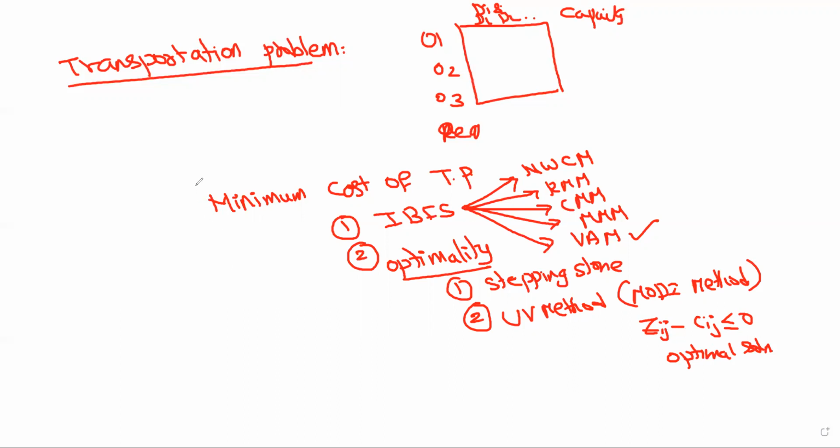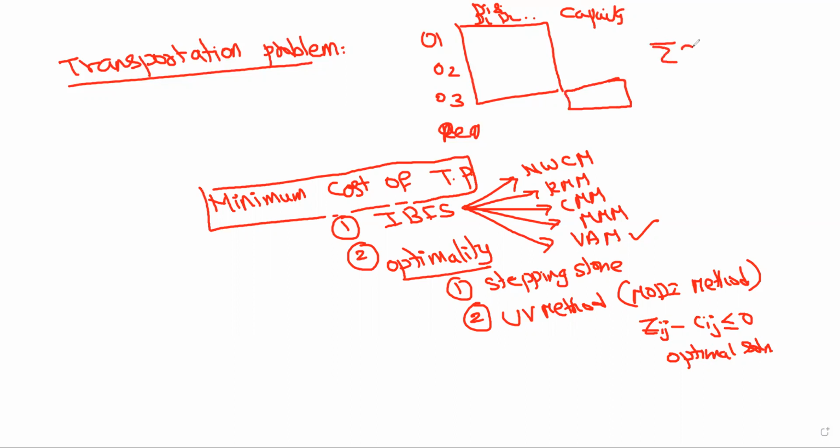So, in order to find the cost of transportation, how many steps do we have to follow? Initial basic feasible solution and optimality test. And here you have to check first whether the problem is balanced or unbalanced. If the summation of the availability equals the sum of the requirements, we call it a balanced transportation problem. If it is not balanced, we have to make it balanced by introducing a dummy row or dummy column.